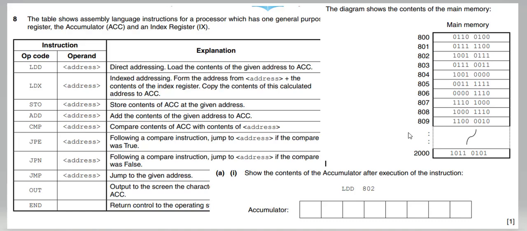Okay, have a look at the question and pause the video and do it yourself. I'm then going to show you the solution. Okay, so what you should have done is you should know this table practically off by heart by now. So by LDD, what does that mean? It means we want to go to address location 802.